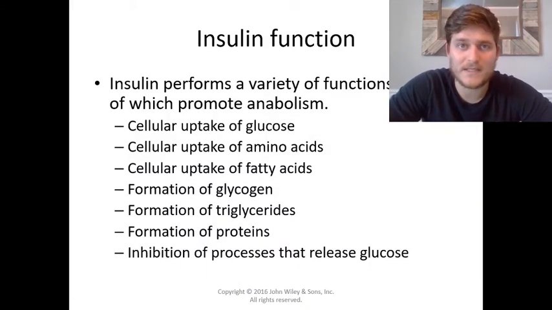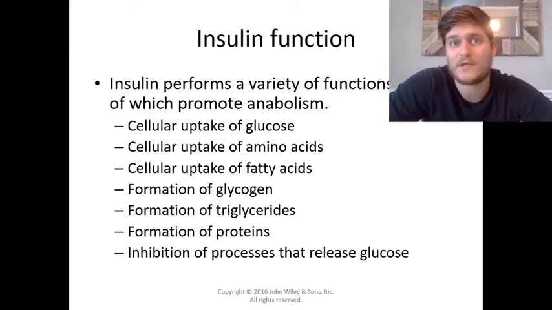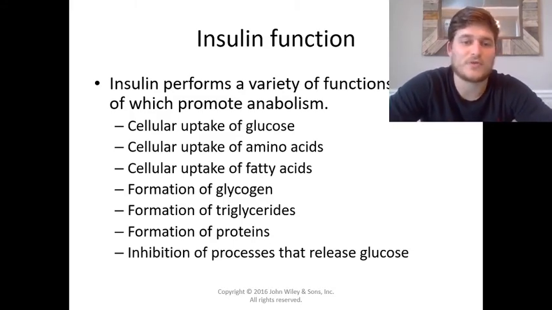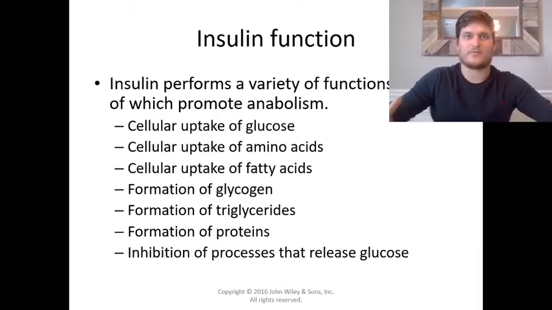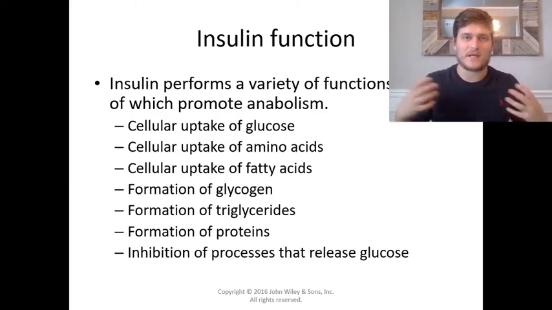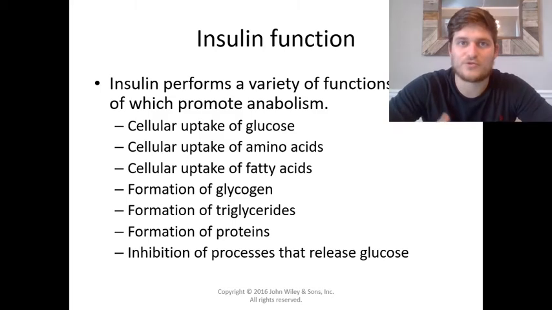When insulin binds, it not only increases the uptake of glucose, but it also increases the uptake of amino acids and fatty acids, and will lead to the formation of glycogen, triglycerides, and proteins. So basically insulin is an anabolic hormone. It's going to help the cell bring in all these materials, and we're going to synthesize bigger structures from those glucoses, amino acids, and fatty acids.